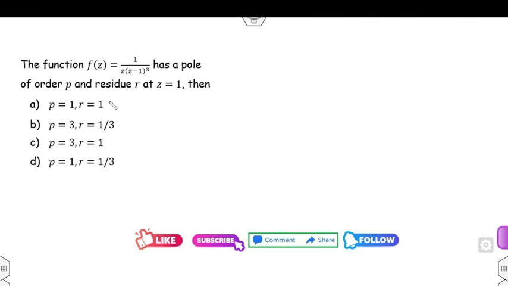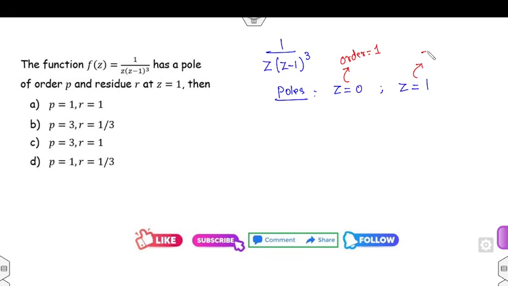Look at this another one. 1 over z into z minus 1 cube has a pole of order p. Can you find the poles? Pole is z is equal to 0, z is equal to 1. The order is 1, the order is 3. Fine. So p has order 1, that is z is equal to 0. So can you find the residue at z is equal to 0? That means 1 over, this value will be my minus 1. So that means r is equal to minus 1 when p is equal to 1.